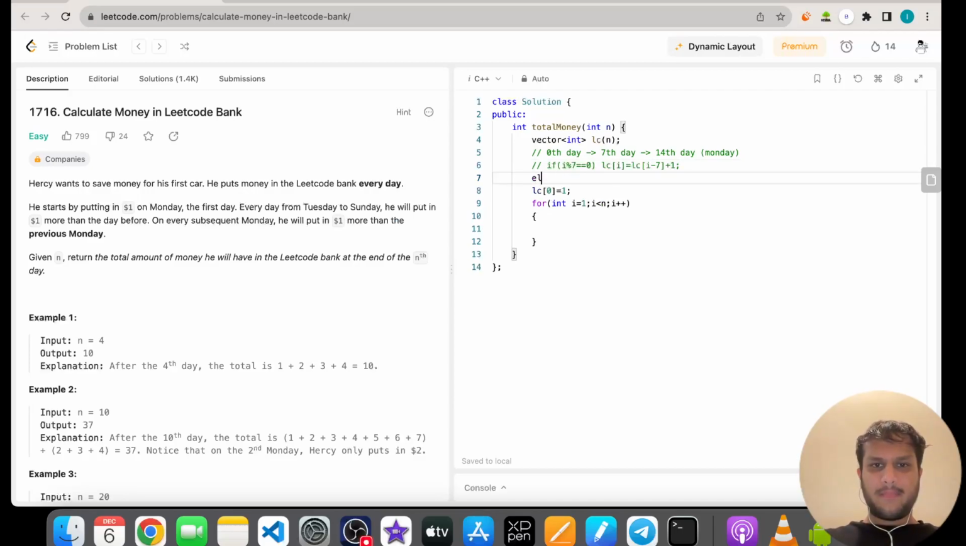Else it would be previous plus 1, right? So LeetCode of i, written here, right? Every day from Tuesday to Sunday he'll put $1 more than the day before, right? So LeetCode coins of i minus 1 plus 1, right? So we'll simply put this condition here.